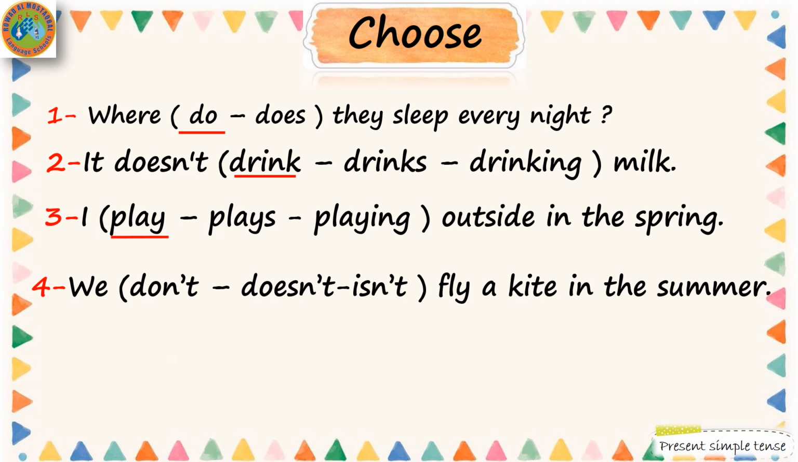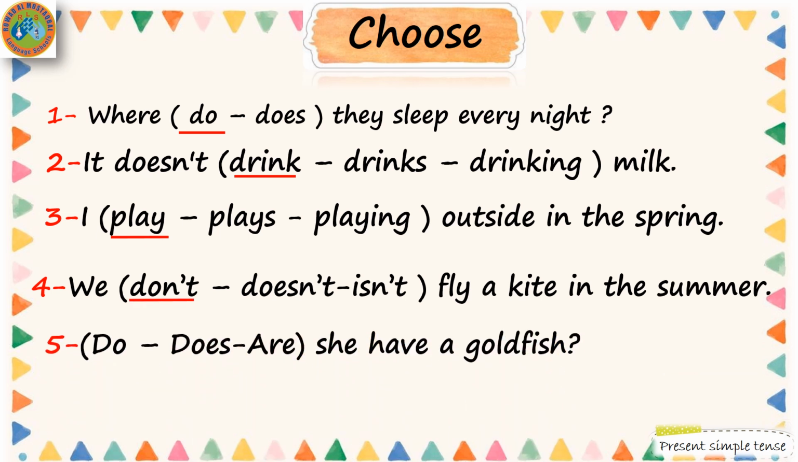Number four, we don't or doesn't or isn't fly a kite in the summer. If I want here to choose the negative, I will look at the subject. The subject here is we. Is it singular or plural? I, we, you, they, plural nouns. So we make the negative with the plural nouns with don't. So I will choose don't.